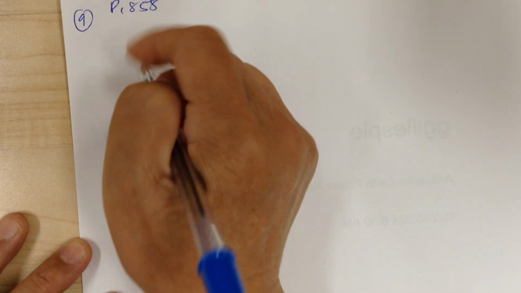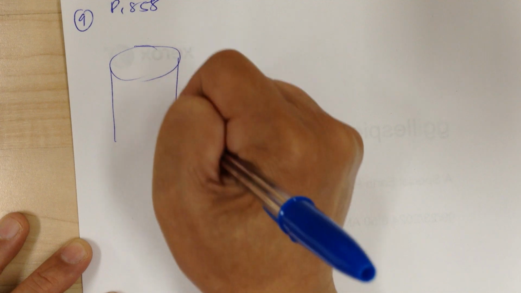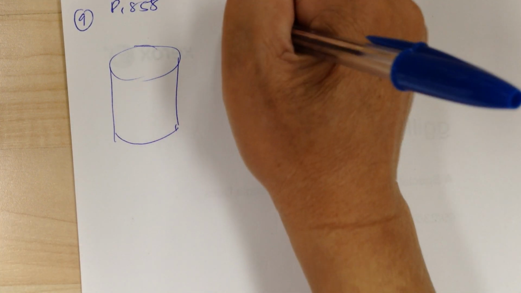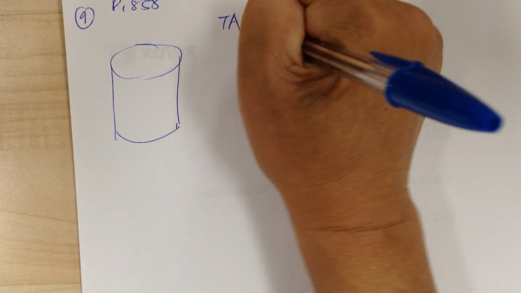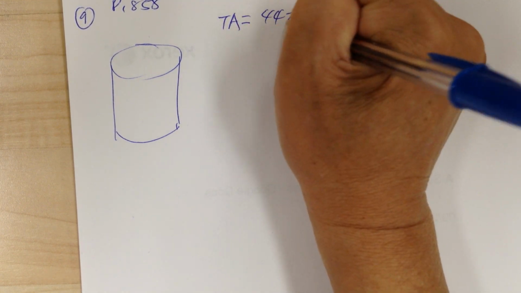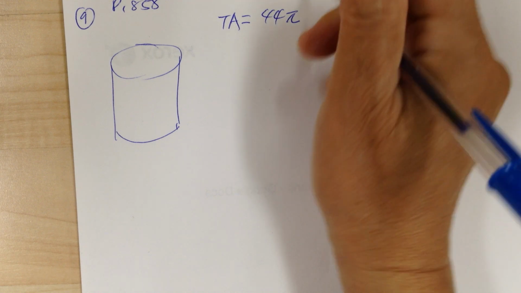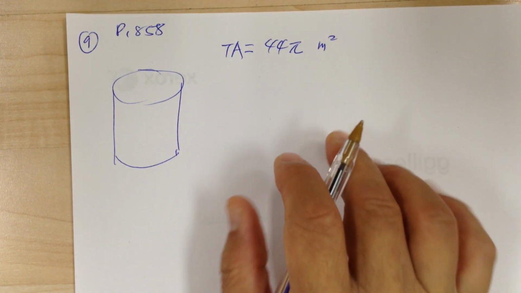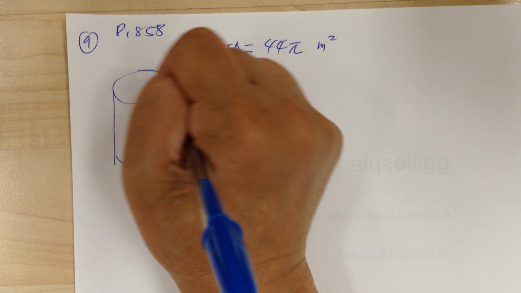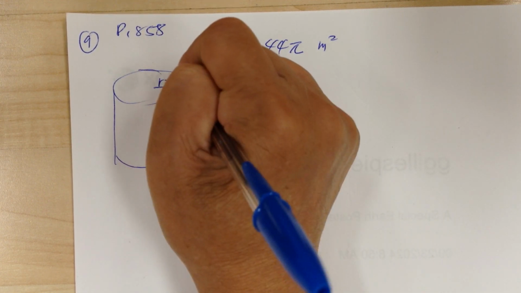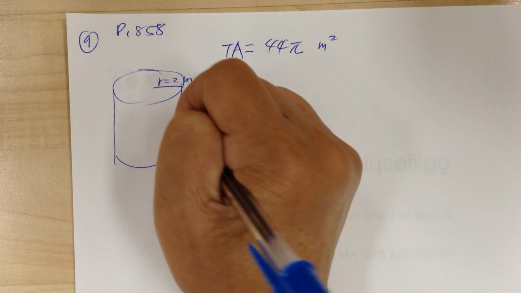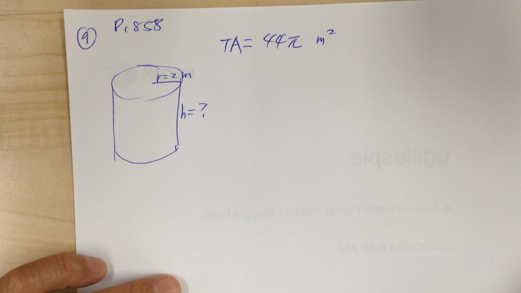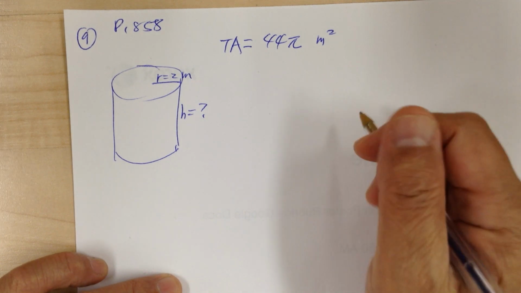It says a cylinder has a surface area, so that's the total area. Surface area is the total area of 44 pi square meters. You can write down all your information. And a radius of 2 meters. Find the height. So that's what you have. So you can write down your formula, so you can visualize what you need to do.